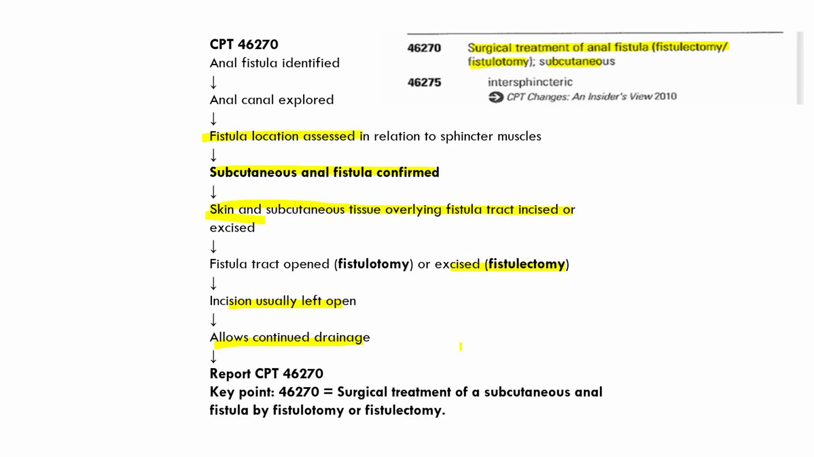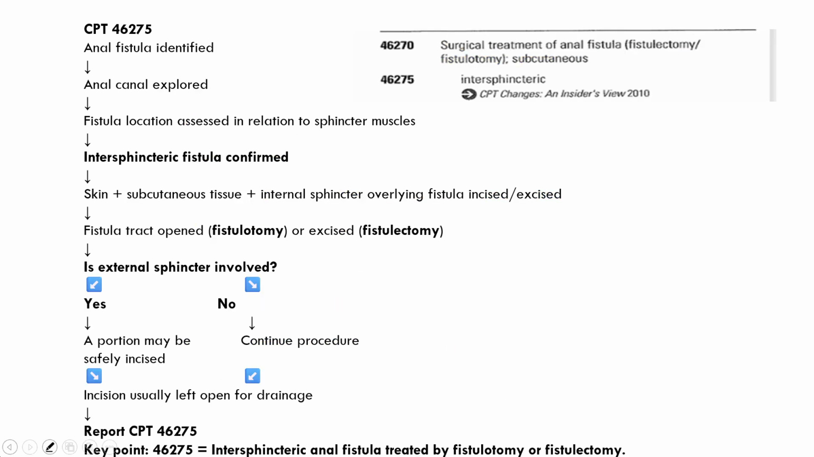Okay, I hope surgical treatment of anal fistula is clear. Even if he is doing fistulectomy or fistulotomy at the subcutaneous level, you can code CPT 46270. Next we have 46275 for intersphincteric. Okay, so we will see.